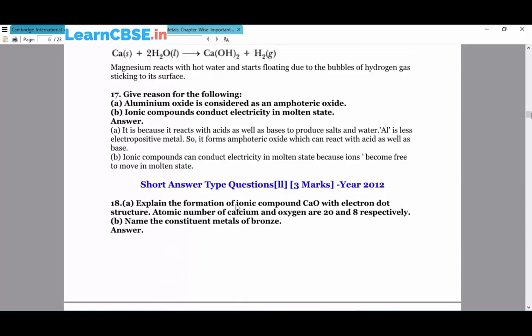So give reasons for the following. Aluminium oxide is considered an amphoteric oxide. Okay, so we know the acidic oxide and the basic oxide. So this amphoteric oxide.